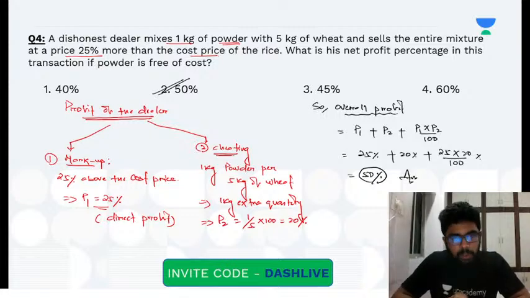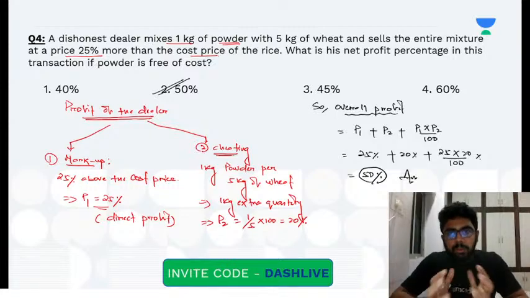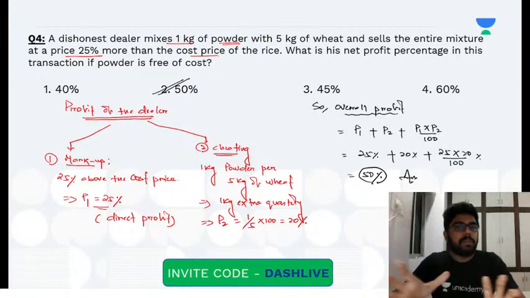Correct. Option 2 is the answer. Then second, if you see, the second kind of profit that he makes is by cheating. He's doing some kind of adulteration and he's cheating the customer. How does he cheat? He adds 1 kg of powder with 5 kg of wheat.